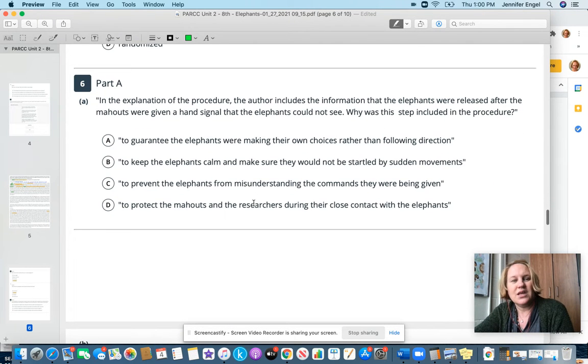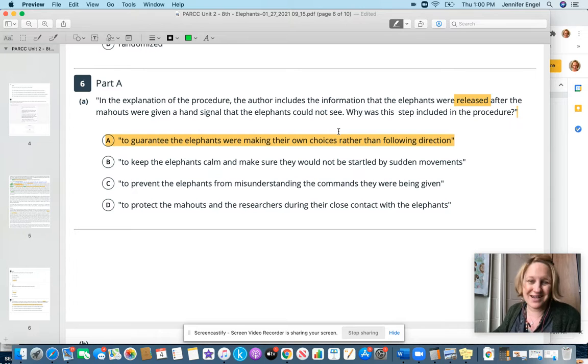All right. In the explanation of the procedure, the author includes information that the elephants were released after the mahouts were given a hand signal that the elephants could not see. Why was that step included? Well, if elephants can't see it, maybe they're making their own choices rather than following a direction. So this one you can just kind of take a guess if you want. You might have to go back and reread that one a little bit more in depth. So we're saying 6, A is A.